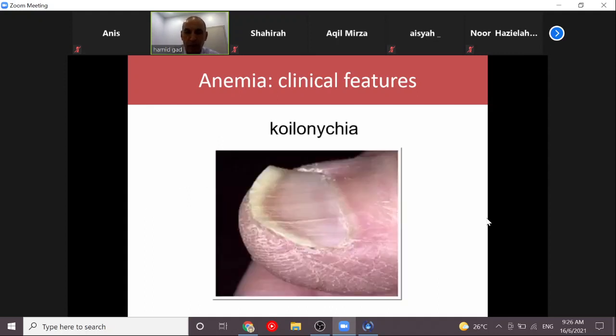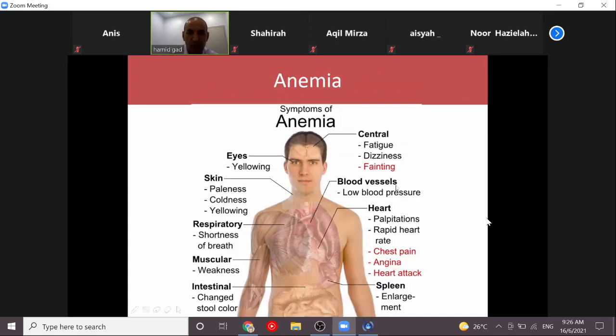types of anemia. For example, this one is koilonychia, a spoon-shaped nail, because of decreased iron. Iron is used in the enzymes, which are important in the epithelial cells. So when there is a decrease in iron, in addition to anemia and low hemoglobin, the skin, the hair, and the nails also will be affected because of the enzymes used in the regeneration of the epithelial cells. In general, you can see these are the symptoms of anemia.